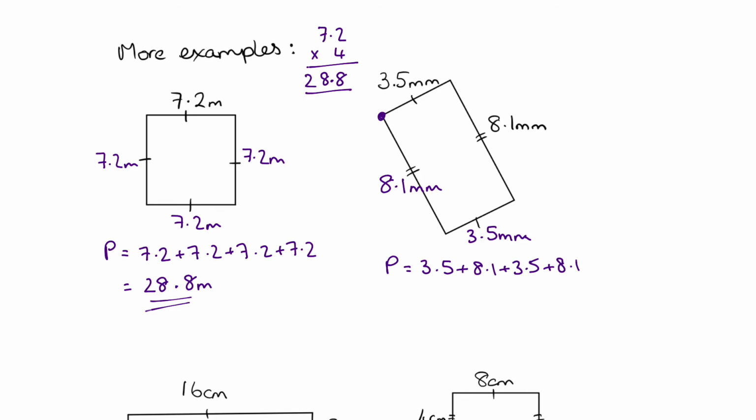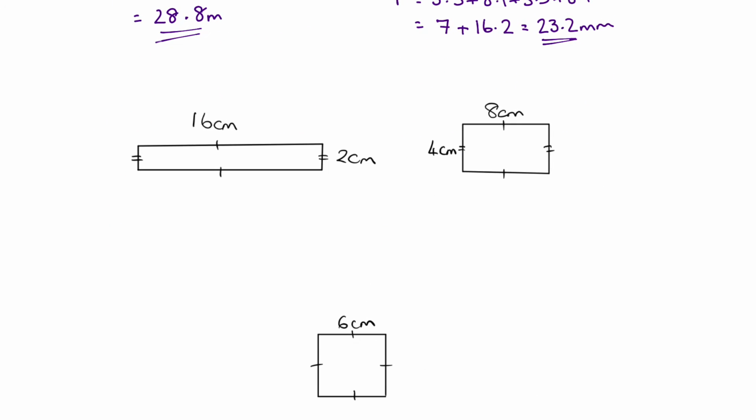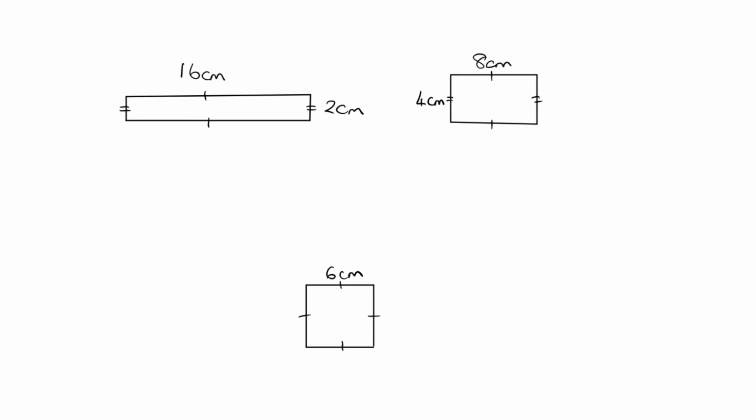Okay, so let's see if we can do this in our heads a little bit. Let's add the 3.5s together first. What's 2 lots of 3.5? Well, remember, 3.5 is 3.5. So 2 lots of 3.5 is 7. Then we've got 8.1 and 8.1. So that would give us 16.2. So if we've got 7 and 16, that's 23. And we've got 0.2 as well. And that's millimetres.